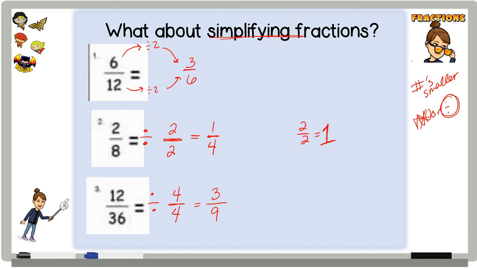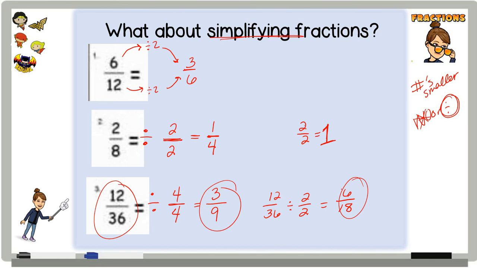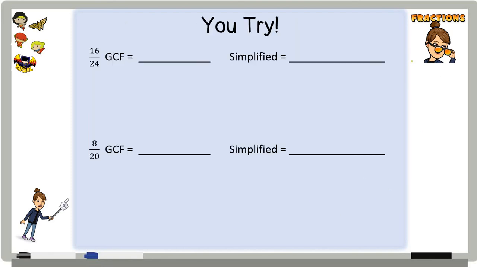Could I have come up with different answers here? Absolutely. I could have divided by 2. So I could have taken 12/36 and divided them both by 2 over 2, and that would have given me 6/18. So what that means is 12/36, 3/9, and 6/18 are all equivalent. The biggest thing here is remembering you can only use multiplication or division, and that you have to do the same thing to the bottom and to the top.